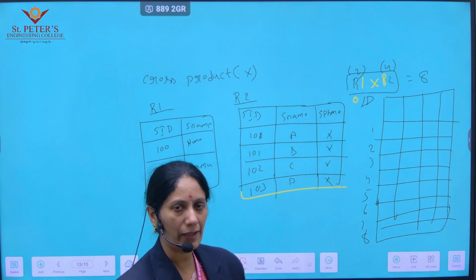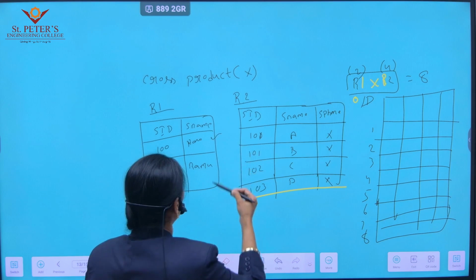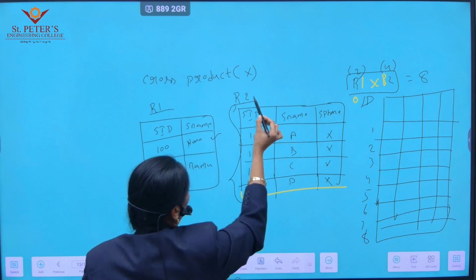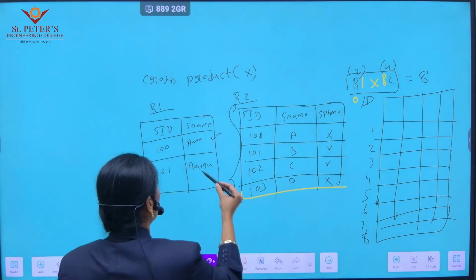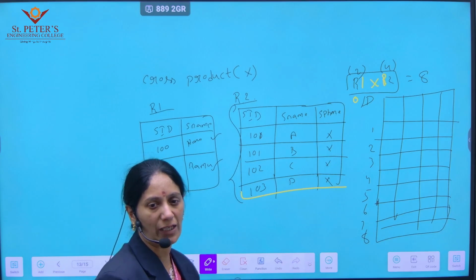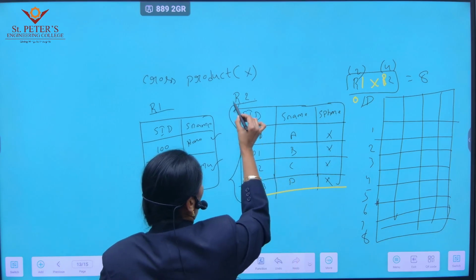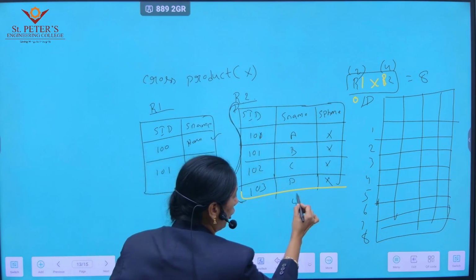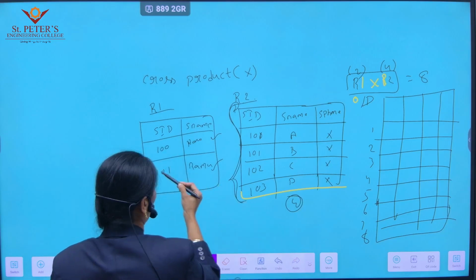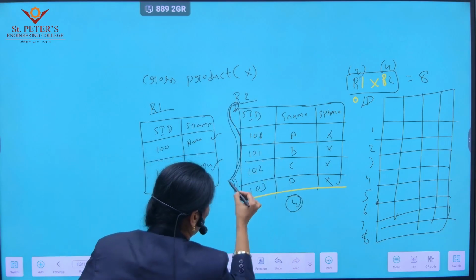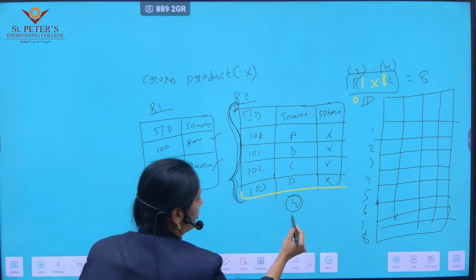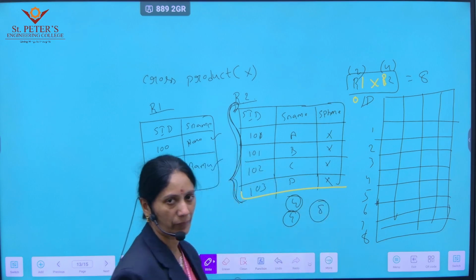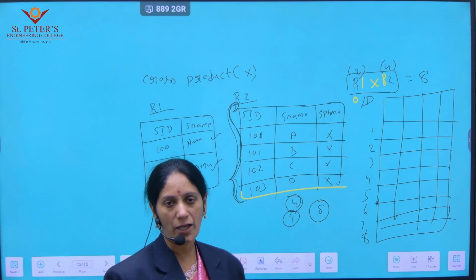Clear? It means the first row of relation R1 is mapped to all rows of relation R2, total 4 rows. Again, the second row of relation R1 is mapped to all rows of relation R2, 4 rows. 4 plus 4, total it produces 8. This is called the cross product operation.